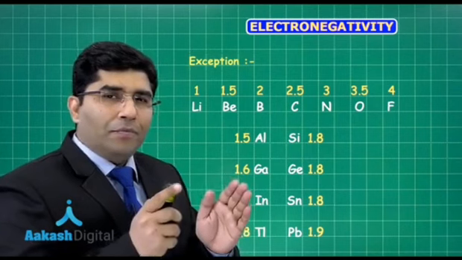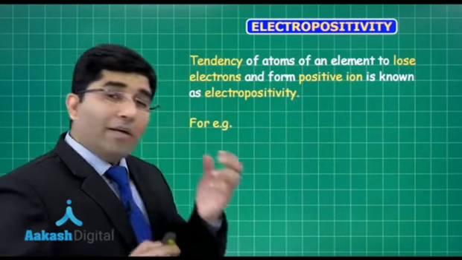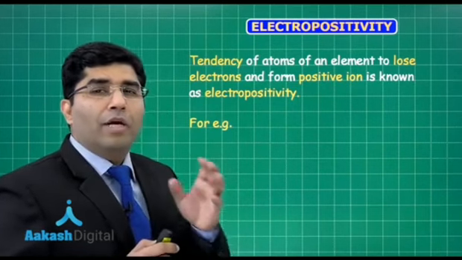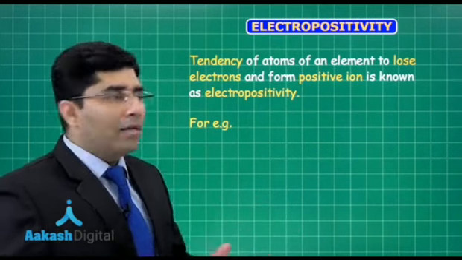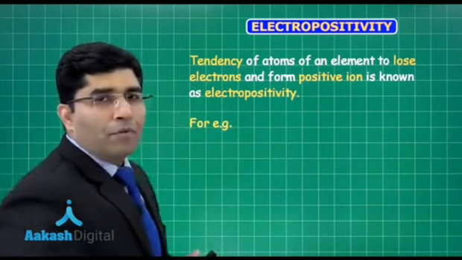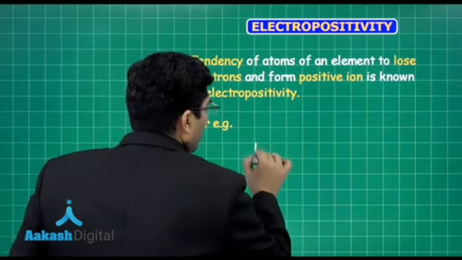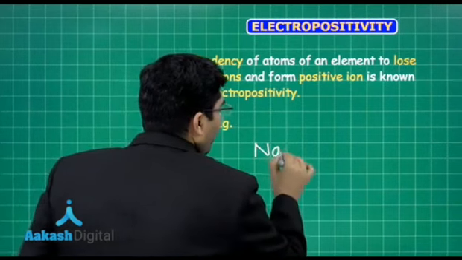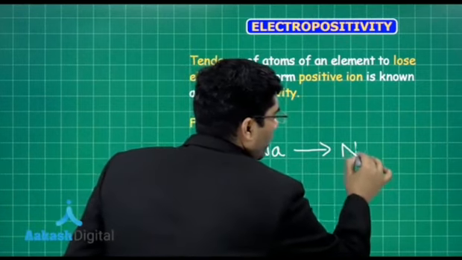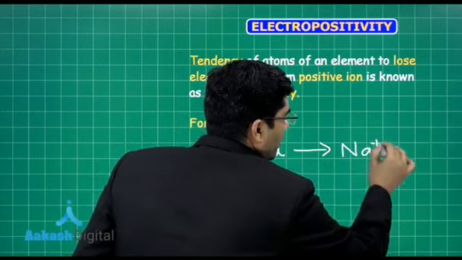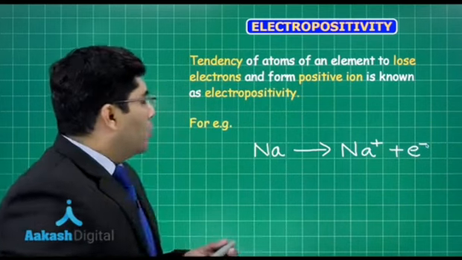Now let's move on to the next property, that is electropositivity. Now electropositivity is the property of the metal to lose the electron. Better is the electropositivity, better will be the metallic character. For example, sodium. We all know that sodium loses electron and it forms sodium ion, right? So sodium is electropositive.